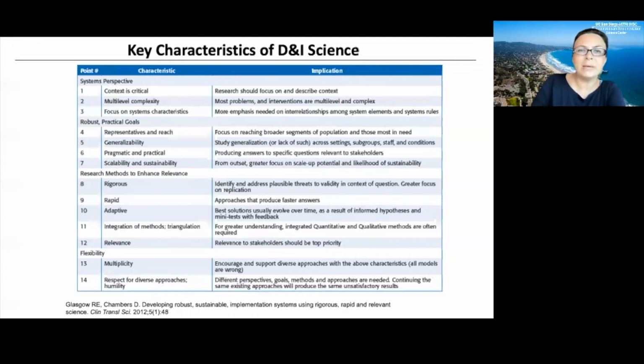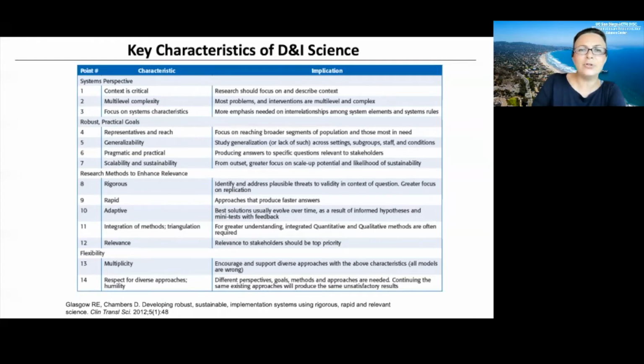If we wanted to summarize the key characteristics of D&I science, we could use the following constructs. D&I science is highly contextual, acknowledges multi-level complexities, and often focuses on systems characteristics. It endorses robust practical goals such as representativeness and reach, especially as it relates to addressing health equity, generalizability, practical and pragmatic designs, and scalability and sustainability.